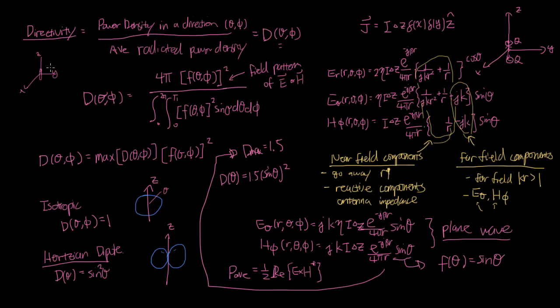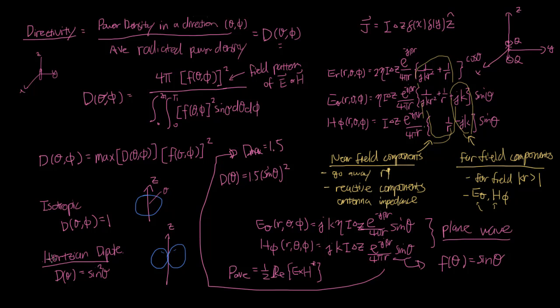So to quickly summarize, we introduced the concept of directivity, which basically tells you how much of the power density in a given direction there is, normalized by the average radiated power density. So in the case of isotropic, it's just 1 everywhere, and if you're just looking at it in terms of theta, it would just be this nice circle here. So the antenna is equally sensitive in all directions, or radiates equally in all directions.